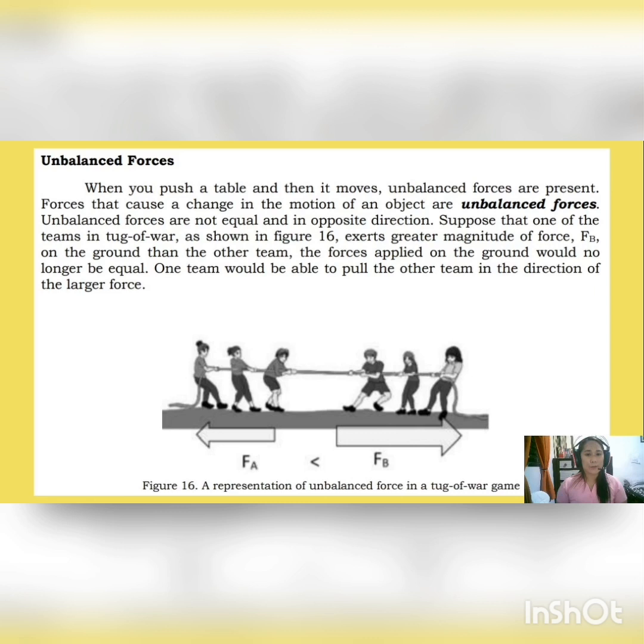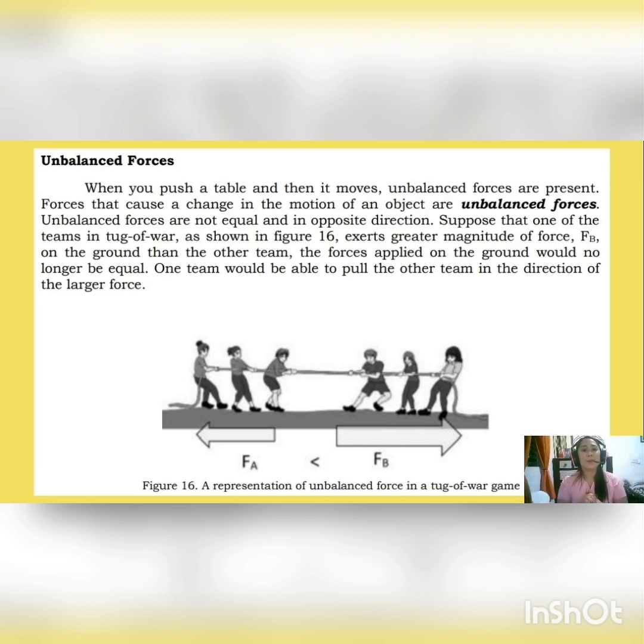Take a look at figure 16. So, a representation of unbalanced forces in a tug-of-war game. So, makikita nyo, mas malaki yung arrow na nire-represent ng FB compared sa FA, indicating that the amount of force in FB is greater than FA. So, mas malaki yung in-exert nila.